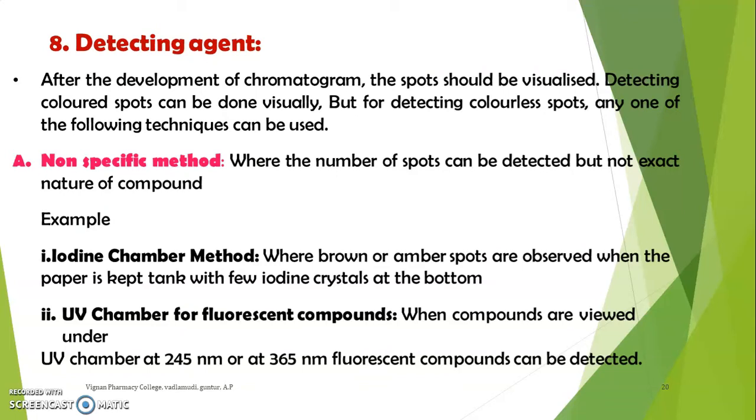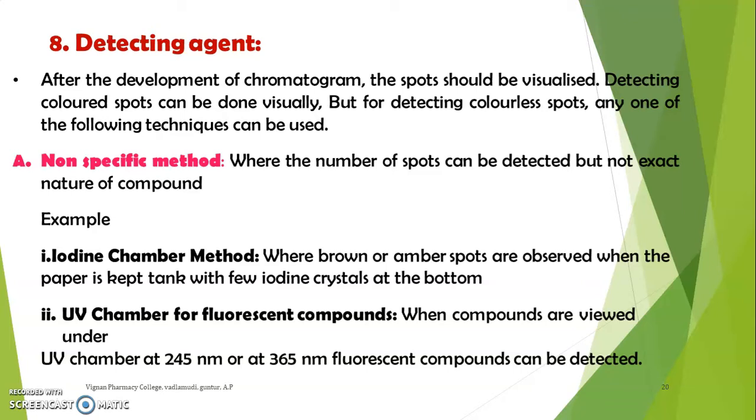The further point is detecting the agents. After the development of the chromatogram, the spots should be visualized. Colored spots can be detected visually, but for detecting colorless spots, any one of the following techniques can be used. There are two techniques, that is a non-specific method and a specific method. In the non-specific methods, the number of spots can be detected, but not the exact nature of the compounds. Examples are the iodine chamber and UV chamber, or for fluorescent compounds.